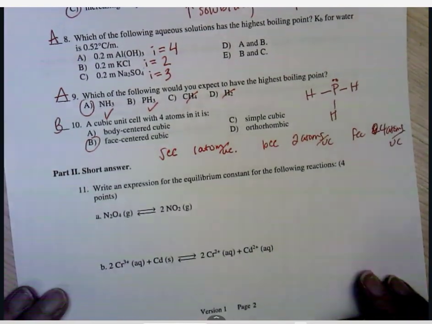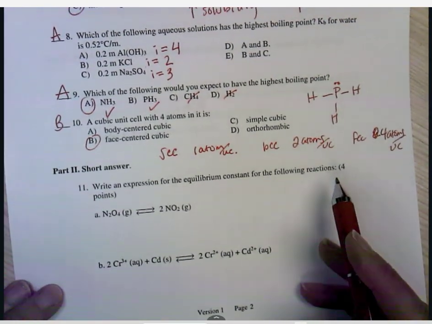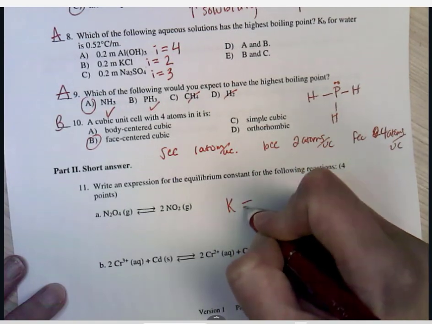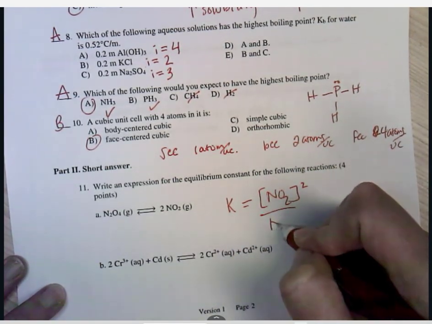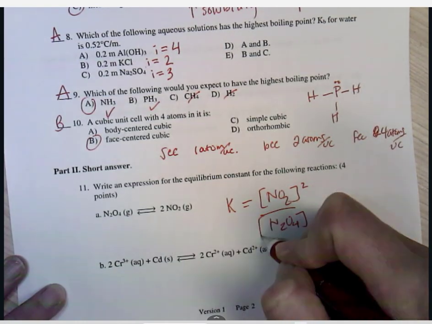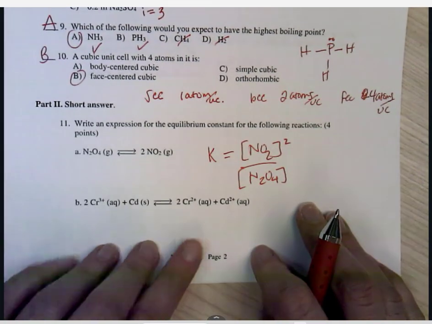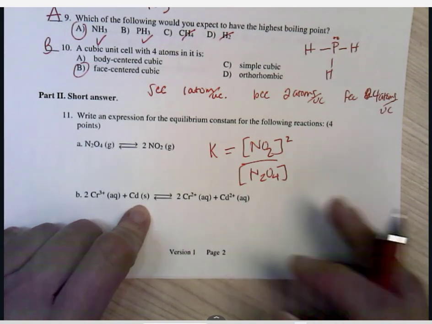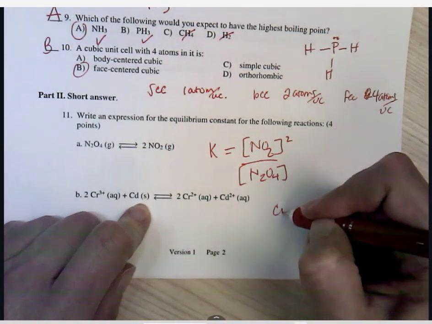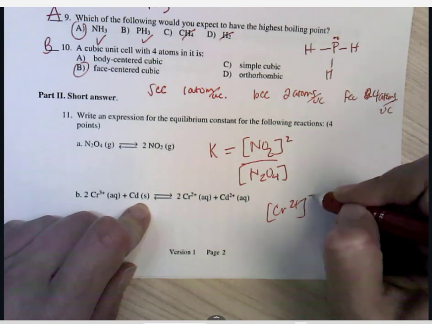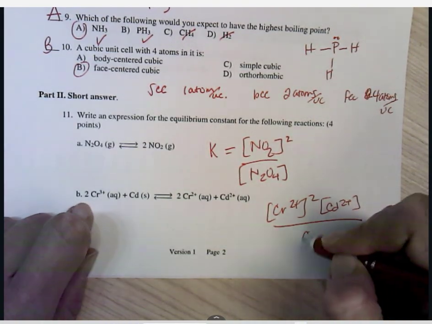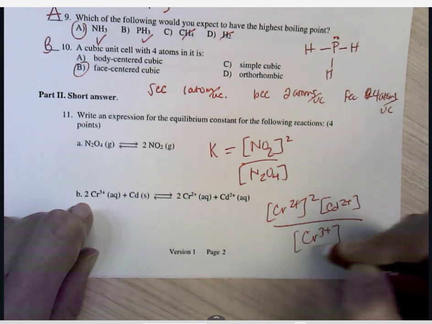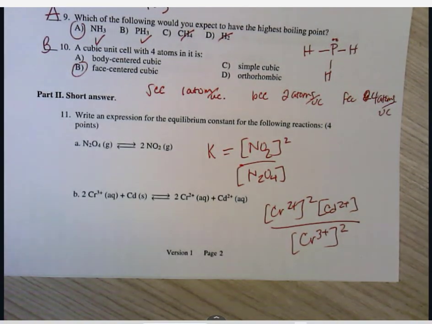All right, so writing equilibrium constants, remember, this would be a K, products on top, raised to the stoichiometric coefficients, reactants on the bottom. If there are solids, they do not get included, only gas and aqueous. So for this one, I have chromium 2 plus on top, squared, cadmium 2 plus, and then chromium 3 plus, squared. And then the cadmium is just not there.